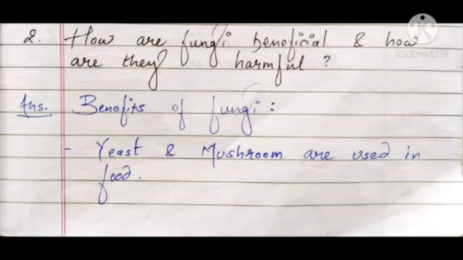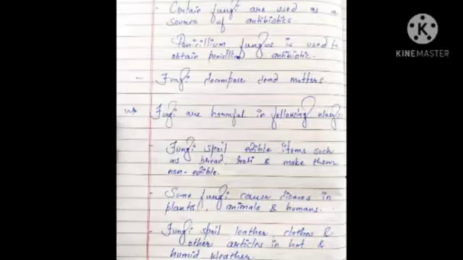Second question is, how are fungi beneficial and how are they harmful? And the answer is, benefits of fungi: yeast and mushroom are used in food. Certain fungi are used as the source of antibiotics. Penicillium fungus is used to obtain penicillin antibiotic. Fungi decompose dead matter. Fungi are harmful in following ways.